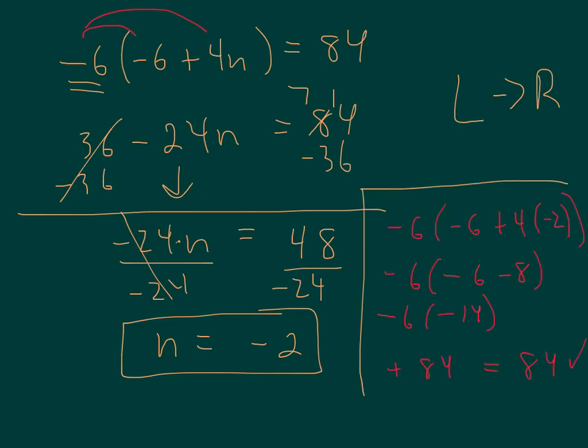Off on the right side down here, as you'll notice, I took the left side of the equation, I substituted in my n value right here, and then I used order of operations to evaluate step by step to make sure that the left side is actually equal to 84. It is, so we're good to go. I'm going to do a couple more of these really quickly, and then that's that.